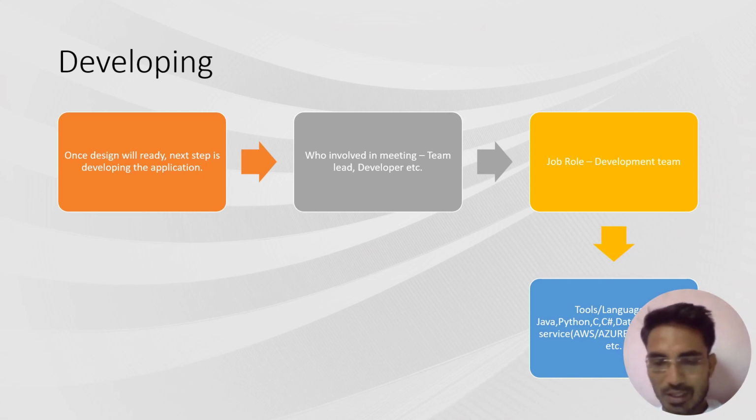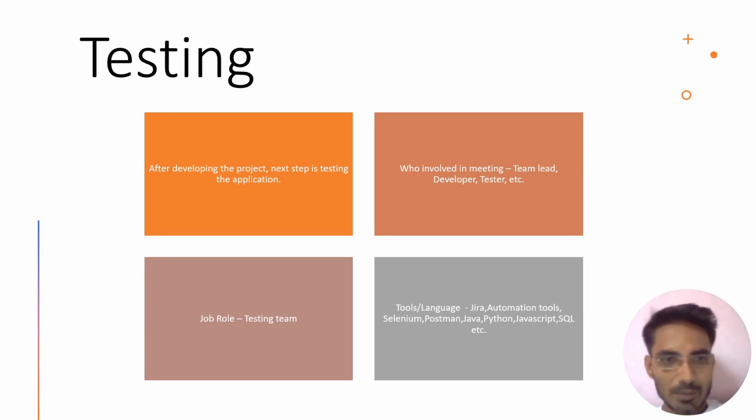So once the developer completes the work, the next phase is testing. After developing the project, the next step is testing the application. There are mainly two types of testing: one we call SIT, which is system integration testing, and the other is unit testing. According to the project, they will choose which testing they need to perform on the application, like unit testing, system testing, integration testing. There are multiple types of testing.